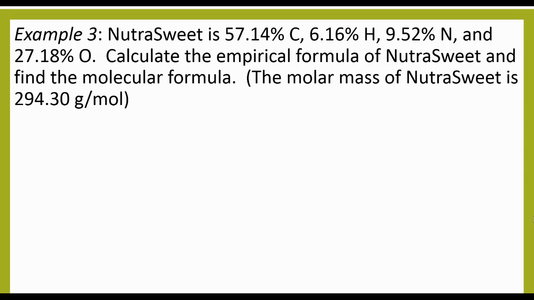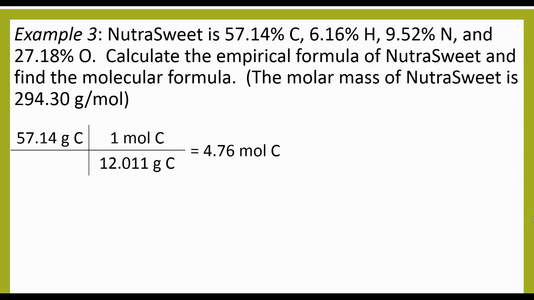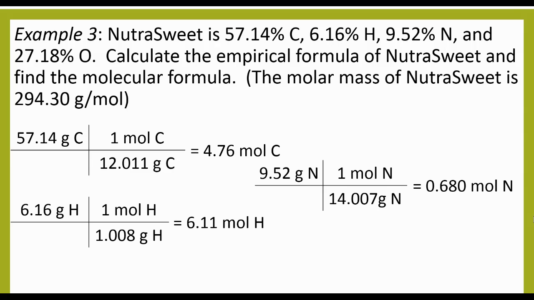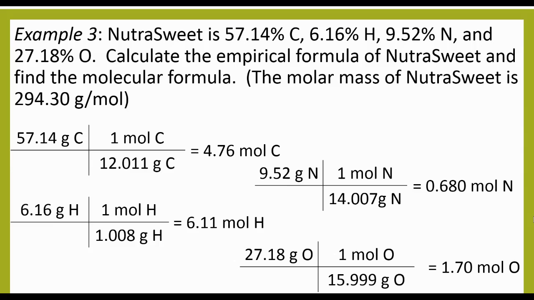So again, we want to convert these to grams. So 57 grams of carbon, 6 grams of hydrogen, 9.5 grams of nitrogen, and 27 grams of oxygen. And we want to find the moles of each, so we're going to divide by the molar mass. So I end up with 4.76 moles of carbon, 6.11 moles of hydrogen, 0.680 moles of nitrogen, and then 1.70 moles of oxygen.